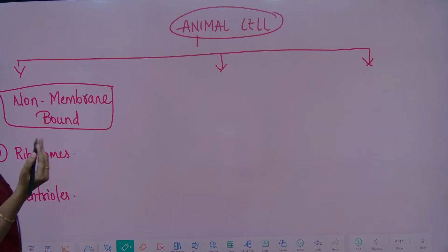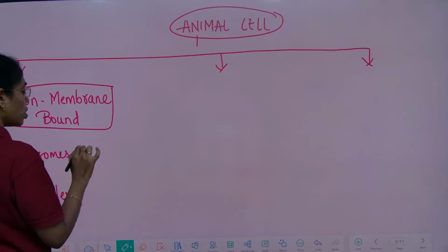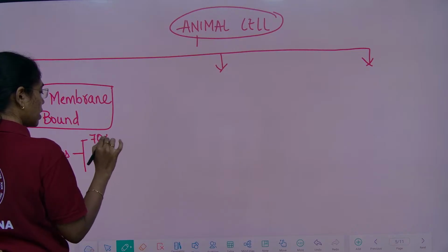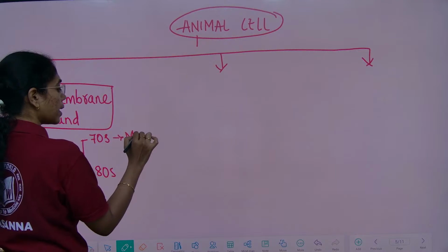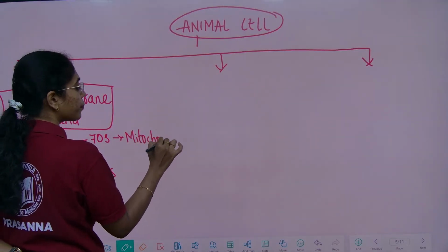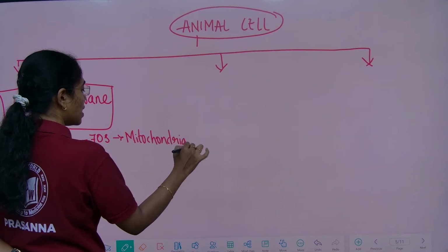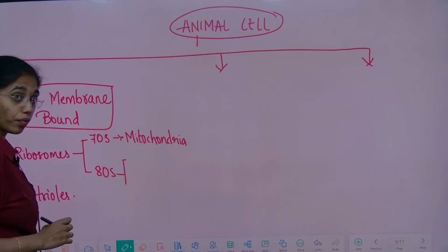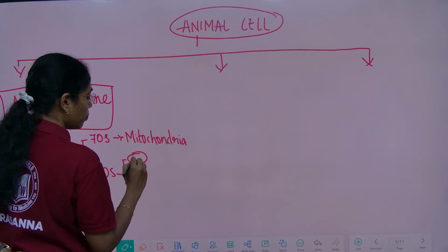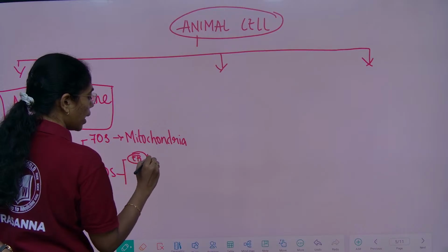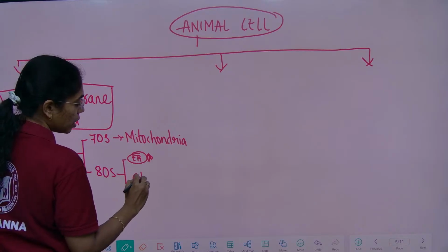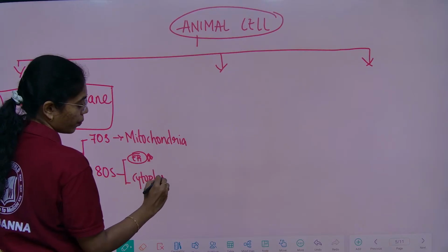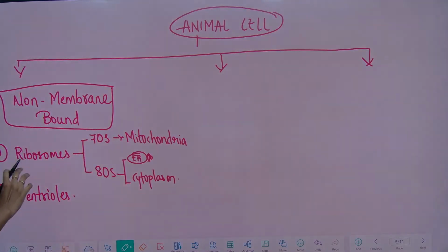Fine, right. Ribosomes are of two types, 70S and 80S. 70S ribosomes are present inside the mitochondria. 80S ribosomes are present over the endoplasmic reticulum and also freely inside the cytoplasm. Got it? These are the locations of the different types of ribosomes.